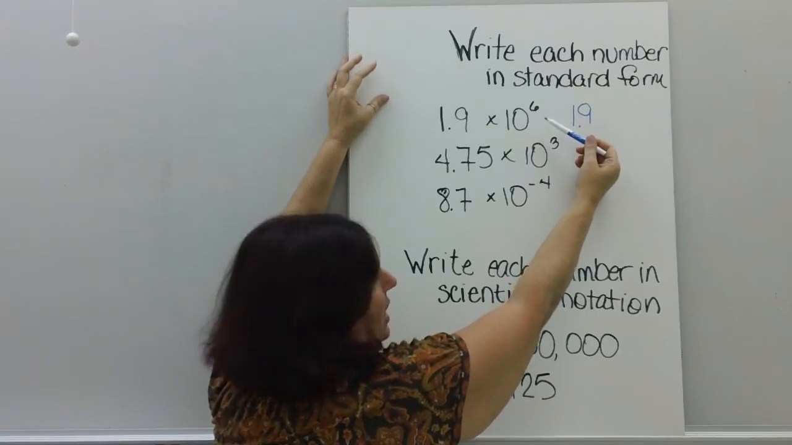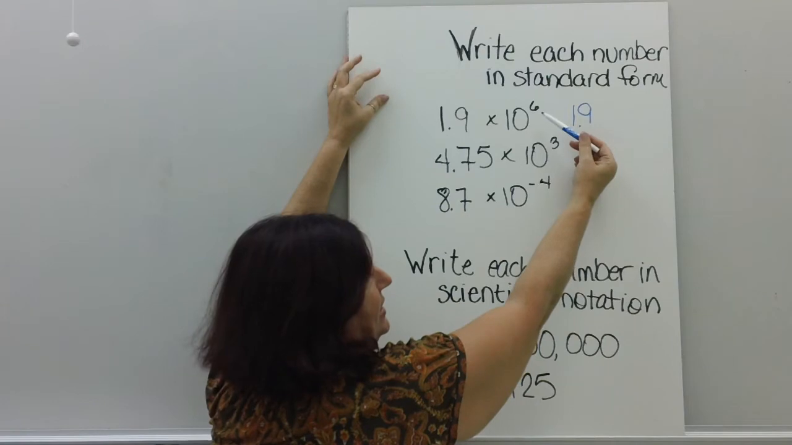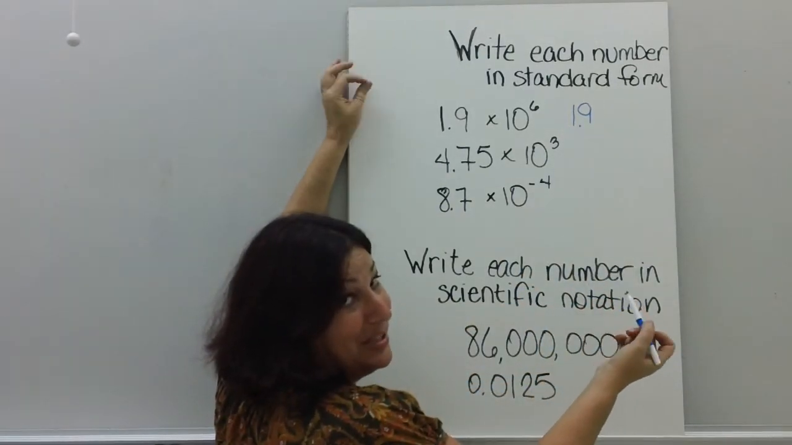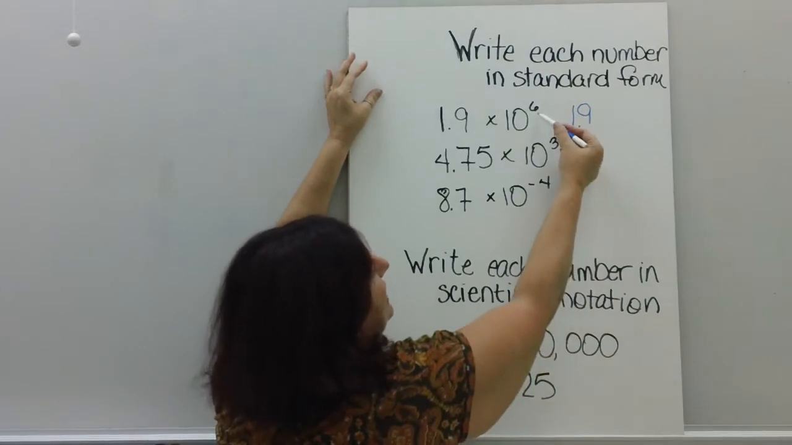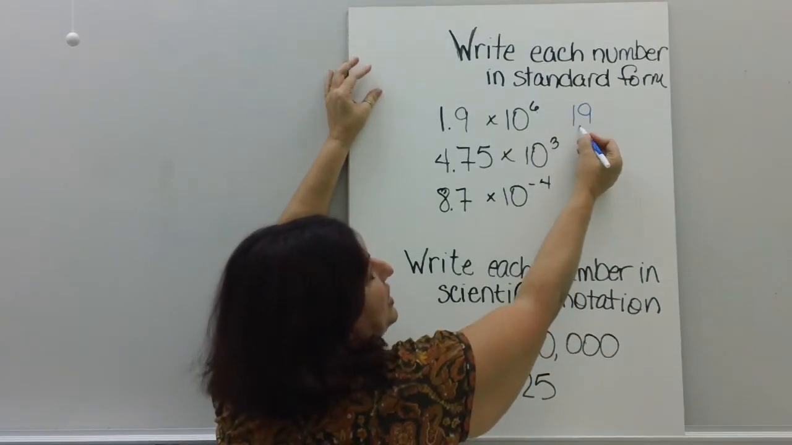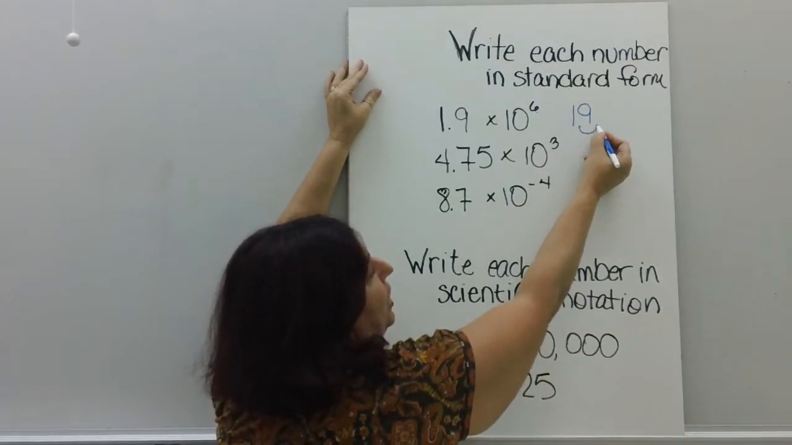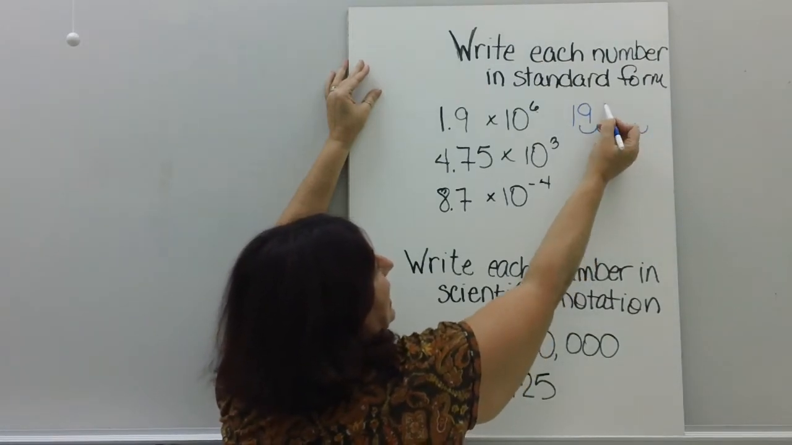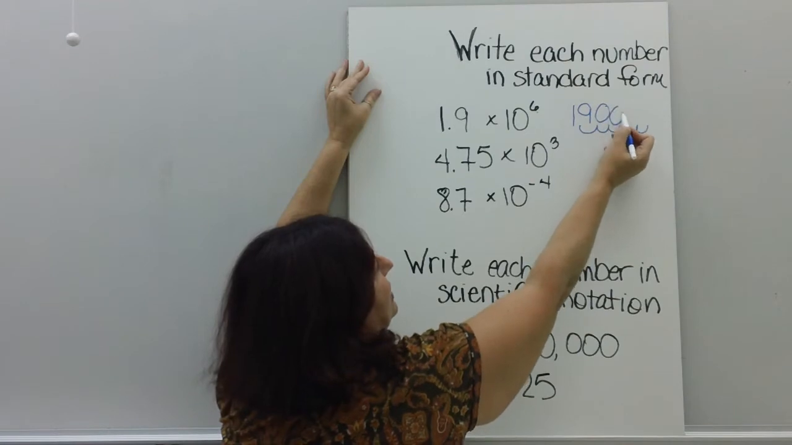Another way to look at that is, and I don't love this method, but whatever gets you through the day, right? 10 to the 6th power means I'm going to scoot this 6 times. 1, 2, 3, 4, 5, 6, and I'm filling it in with zeros.